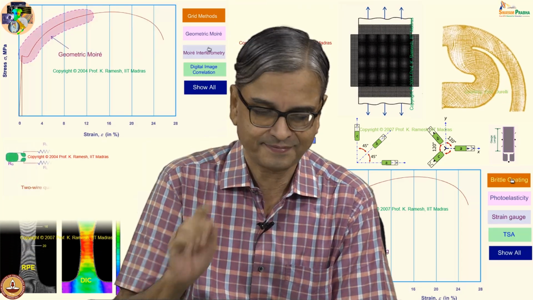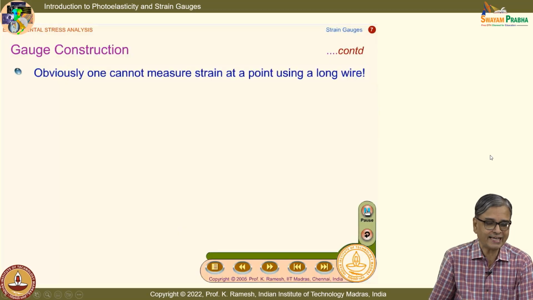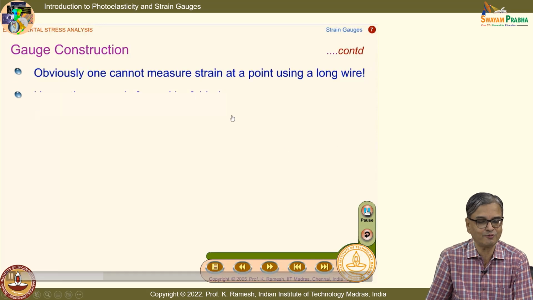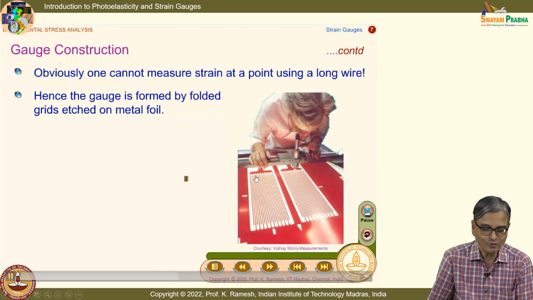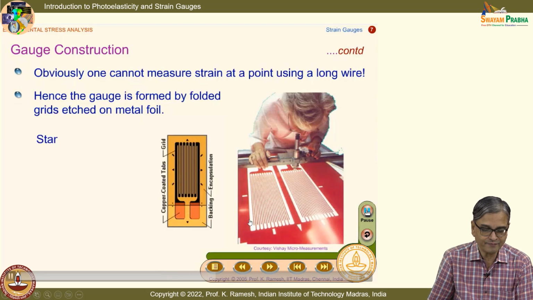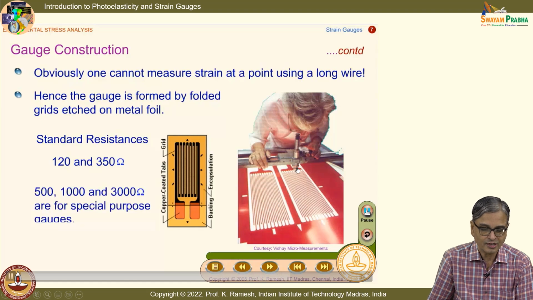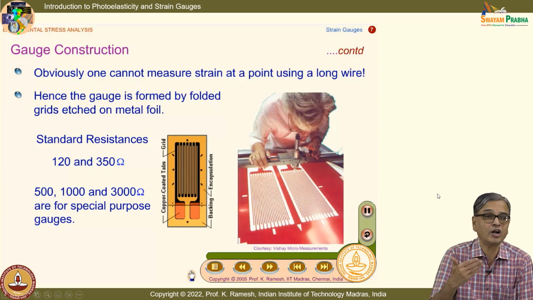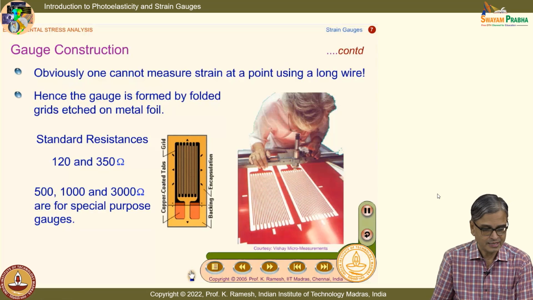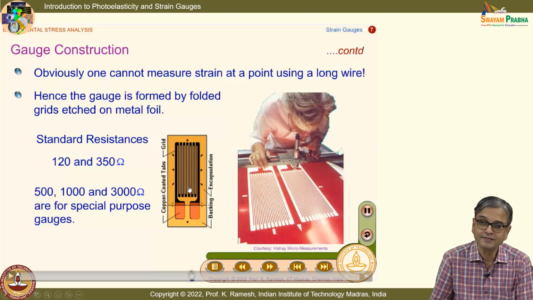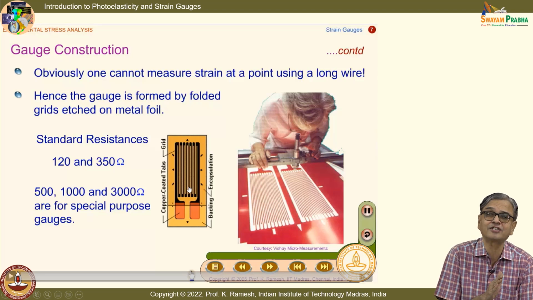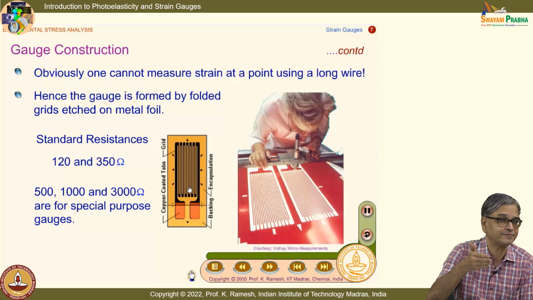Never forget that. So what is a gauge construction? So you have to make a strain measurement using a long wire, and you have a photo grid which is made very large. So they take pains to make the strain gauge grid like this. And these are all done in metal foil, and what you have is you have a straight line portion. We have already said that we are going to measure strain along the gauge length, fine.